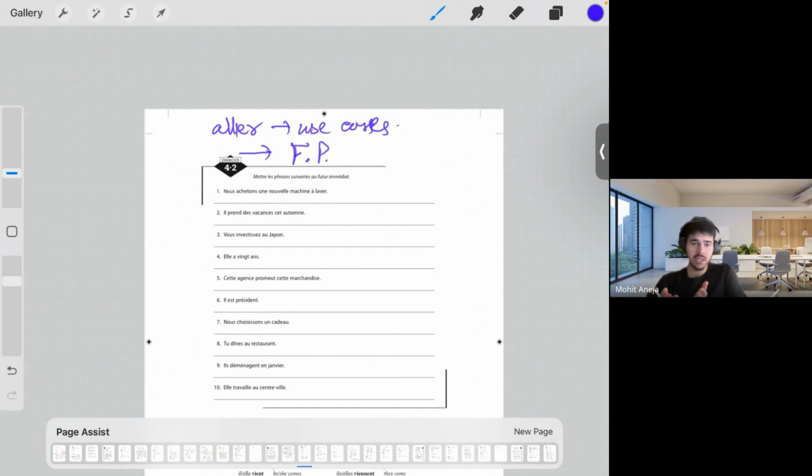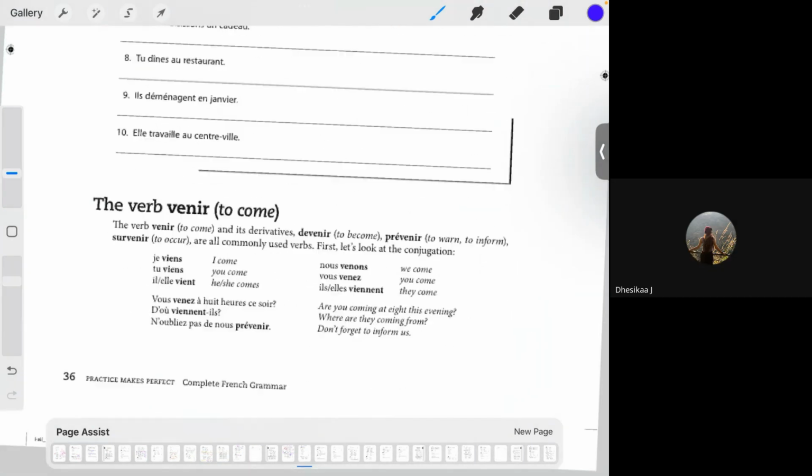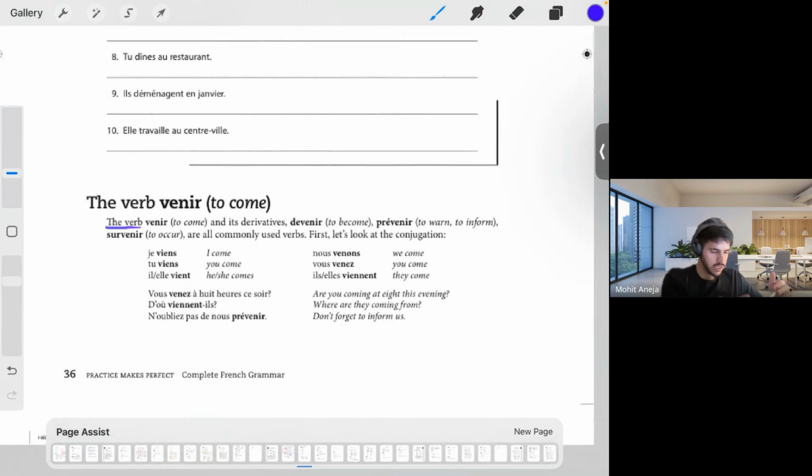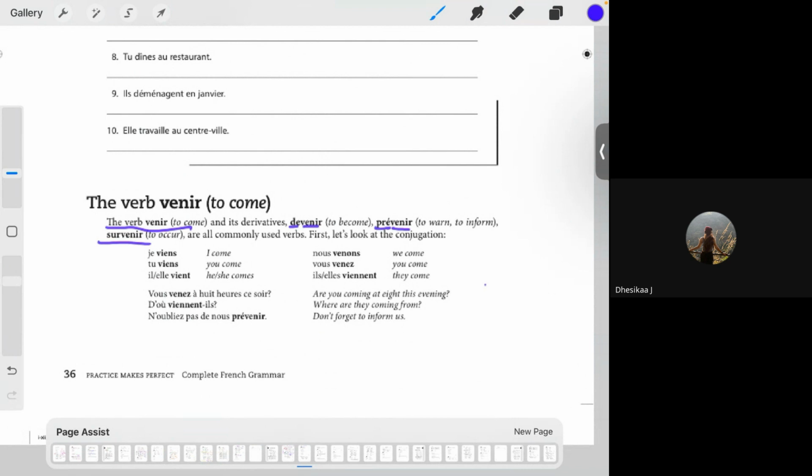So we're going to read the immediate past. We went a little ahead of the present, now we'll go a little behind the present. How? Using another verb, which is venir. The verb venir, to come, and its derivatives. So basically, they're teaching you all the conjugations of venir-ending verbs. It can be prévenir, survenir. All of these are conjugated according to venir conjugation only. The prefix gets added for free in the beginning if it's present in the original verb. Make sense?